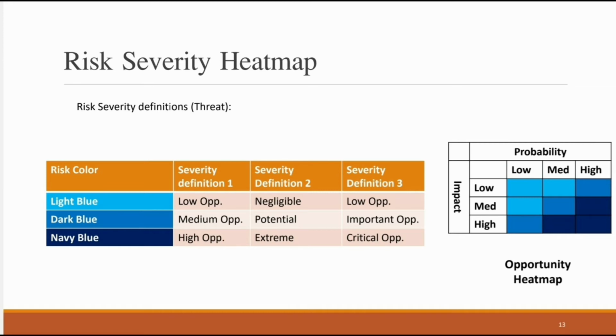Likewise, once we define the threats, the negative risks, we also have to identify the suitable tools for the opportunities, which are the positive risks. And we have here the light blue, dark blue, and the navy blue. Again, we can call them low opportunity, medium opportunity, high opportunity, or negligible opportunity, potential opportunity, extreme opportunity, or low opportunity, important opportunity, or critical opportunity. Again, these definitions that we're giving to the risk severity will determine how we're going to manage these risks later on, when it comes to their colors and how they will be presented in my risk register.